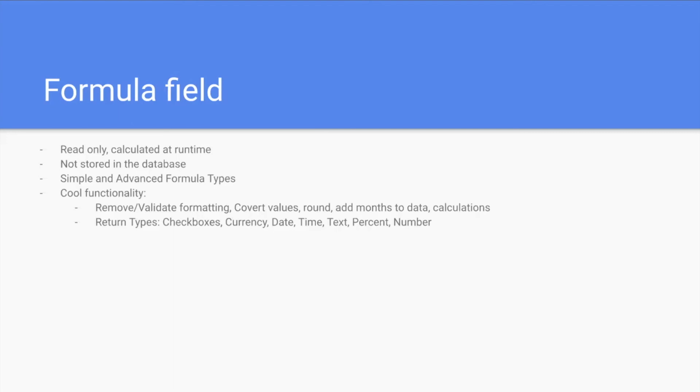The advanced formula types give you a wider array of functionality that the Trailhead module will cover. Just to list out a couple cool things you can do with formula fields, the base formula fields, is that you can remove or validate formatting, convert different values, round, add months and dates and times and all that good stuff. And on those formulas, you can set return types like checkbox, so true or false, currency fields, date fields, time fields, and a lot more.